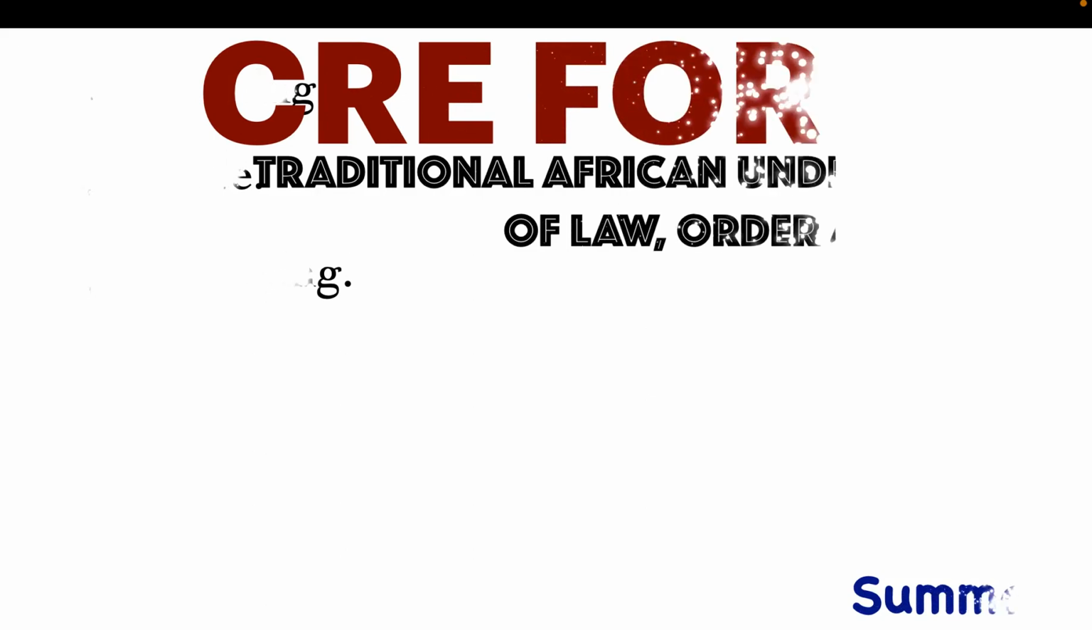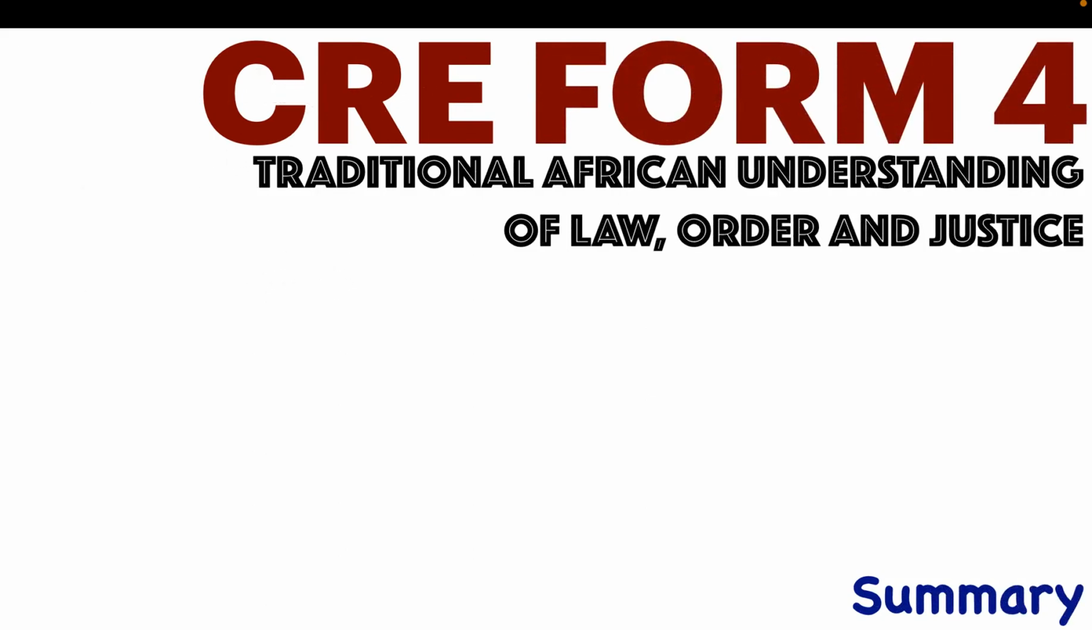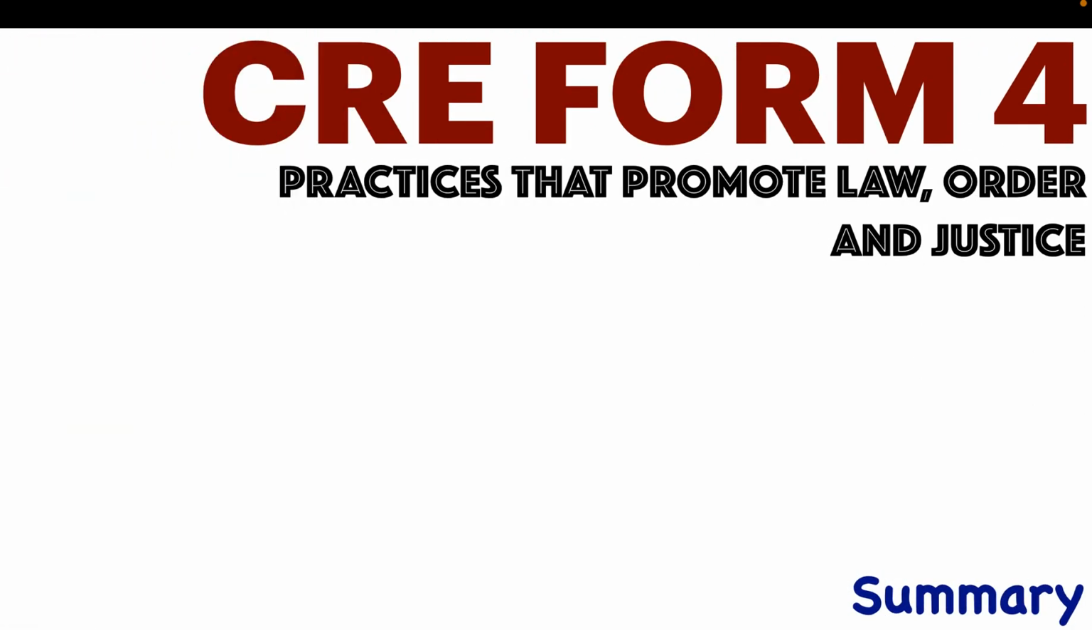So from there, we are going to traditional African understanding of law, order, and justice. So in the traditional African communities, how is law, order, and justice maintained? And to start with, we are going to talk about those practices in the traditional African society that promote law, order, and justice. So there are those things that you practice in the traditional African society which ensure that there is harmony and there is peace in the society.